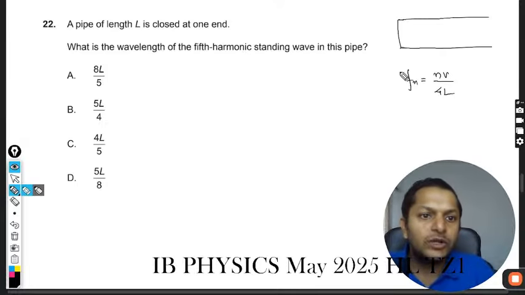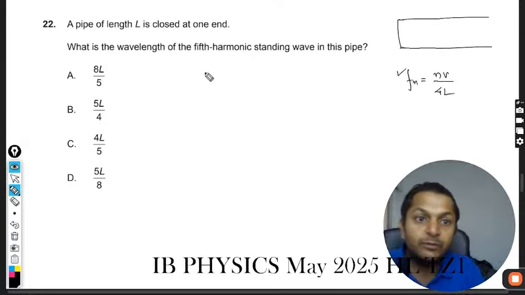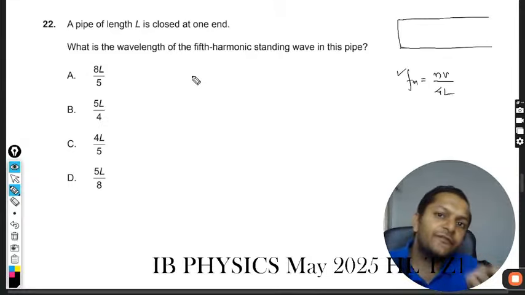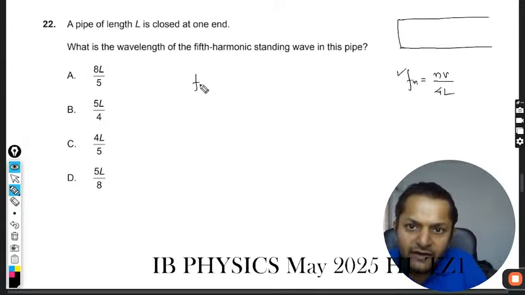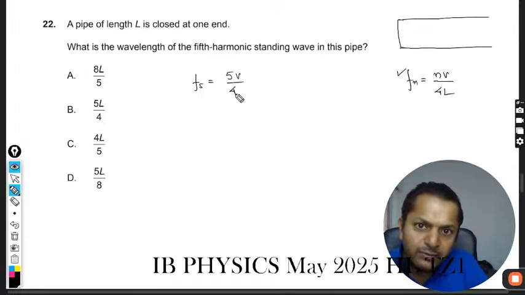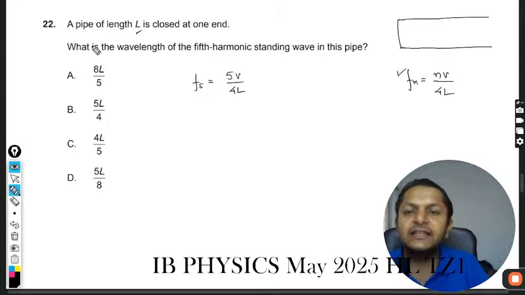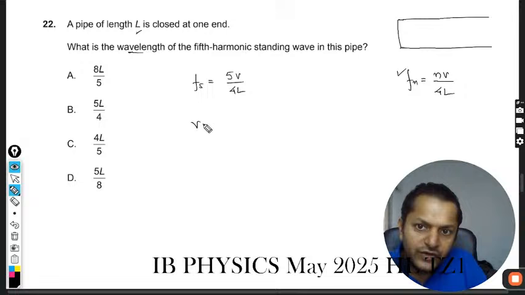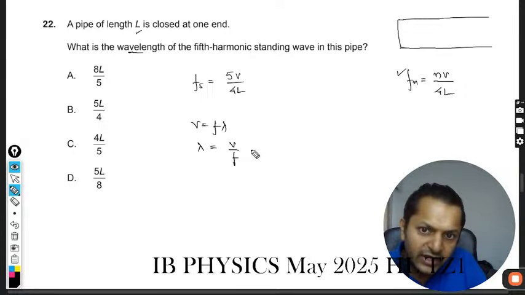So Fn is equal to n into v by 4L. What will be the frequency for the fifth harmonic? F5 will be 5 times v divided by 4L, where L is the length of the pipe. Now the question is about the wavelength. So v is equal to f lambda. Lambda can be written as v divided by f.